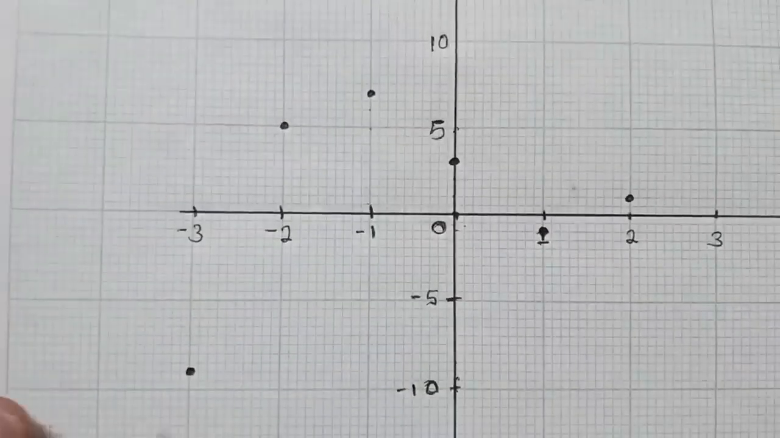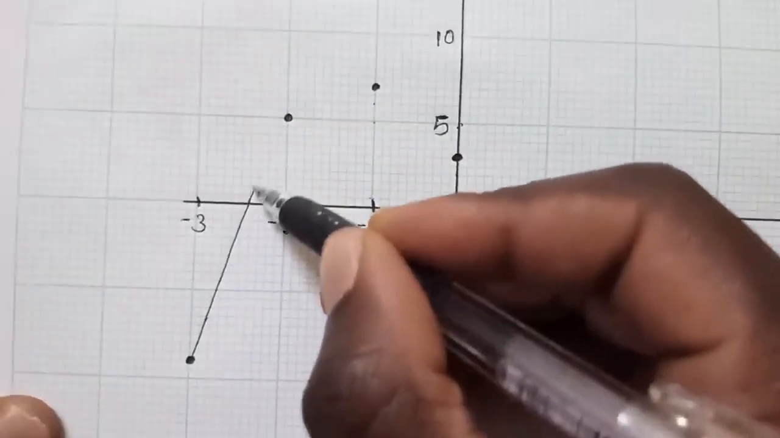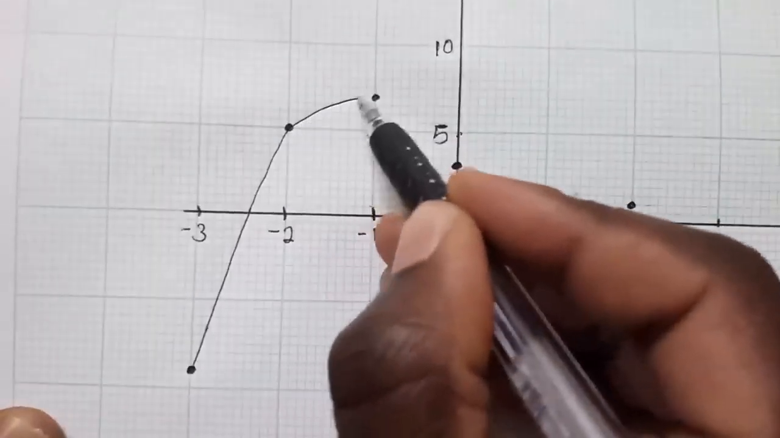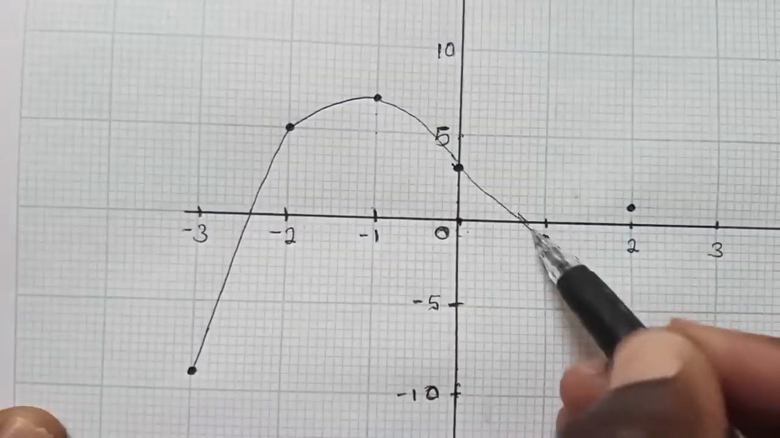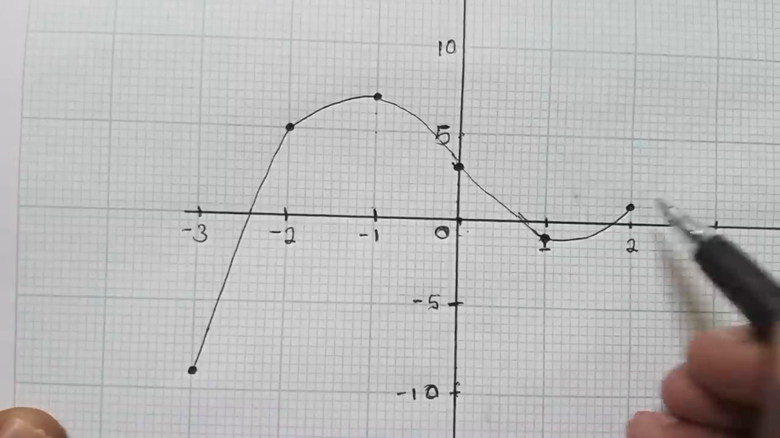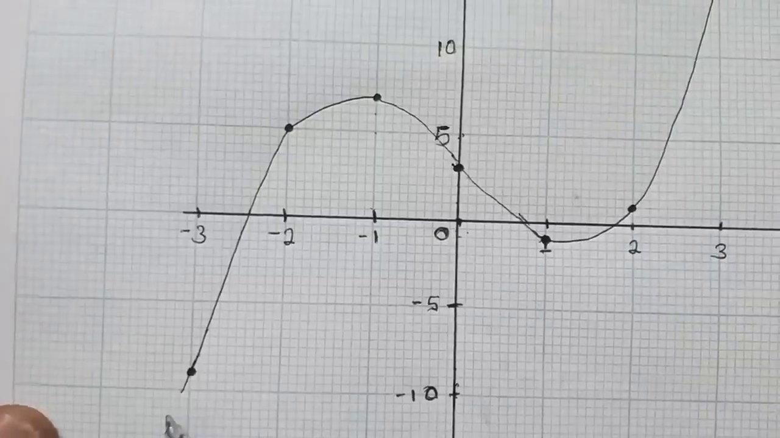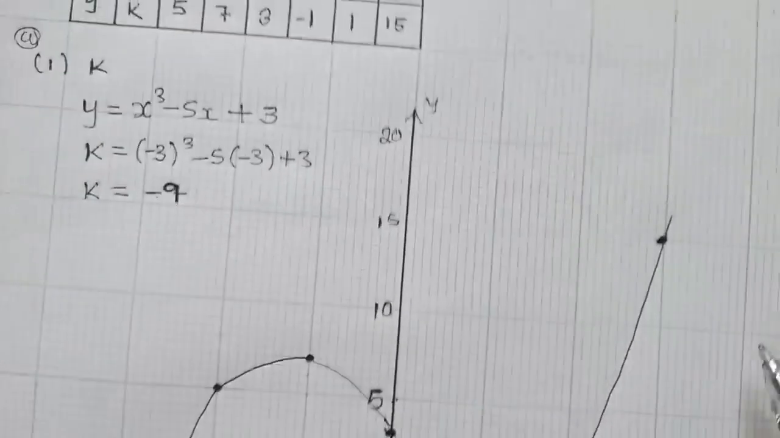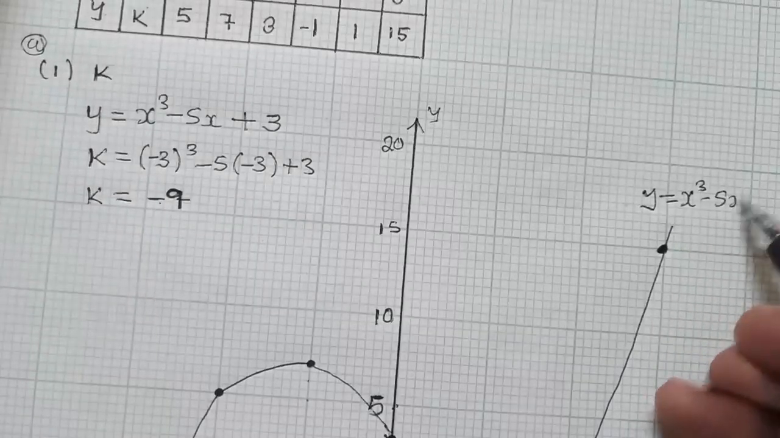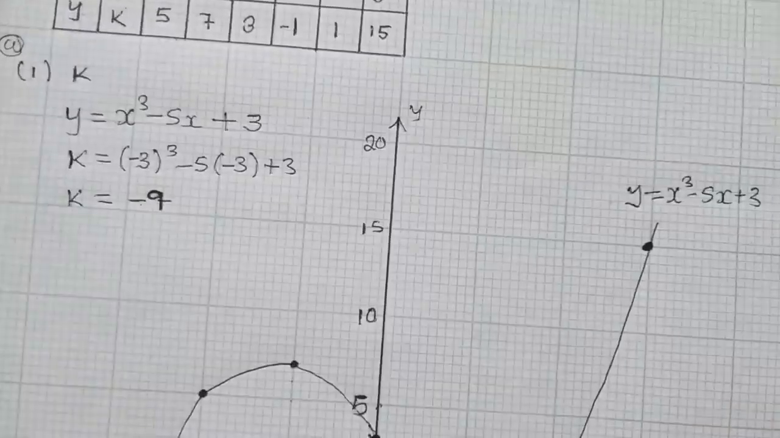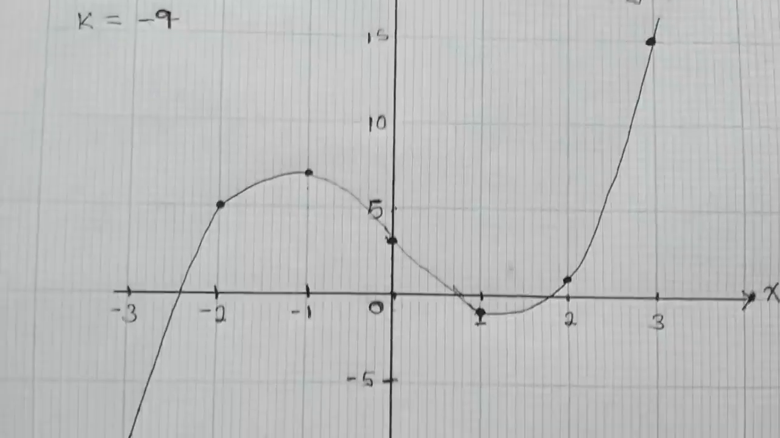So now it's the issue of joining. We start joining the points. So this is how it will look like. I'm joining the points. So you must make sure that your points are properly joined. Like that. So this is our graph. So we can even put that this is y is equal to x power 3 minus 5x plus 3. All right. So after doing this, you now go to the next question.